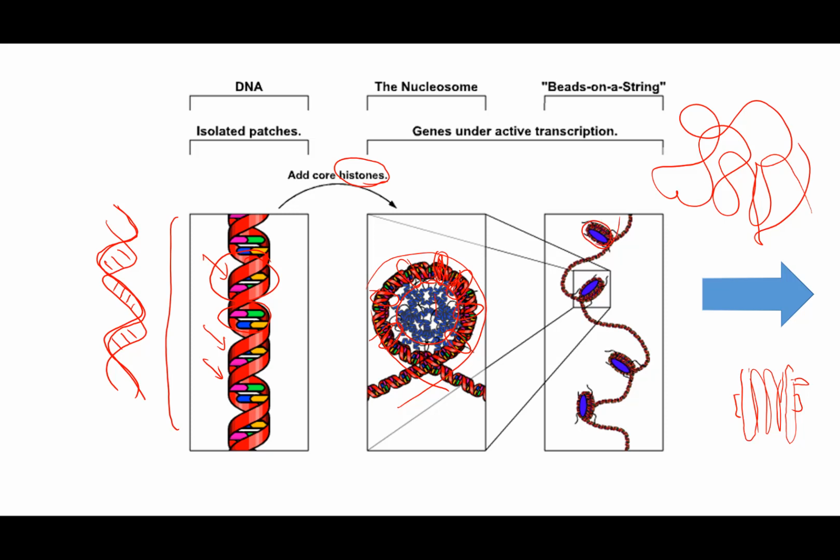So we have loops here. You see in blue, we have the histones. So basically, histones are just a bunch of proteins that have the ability to interact with DNA, and they wrap DNA around themselves.